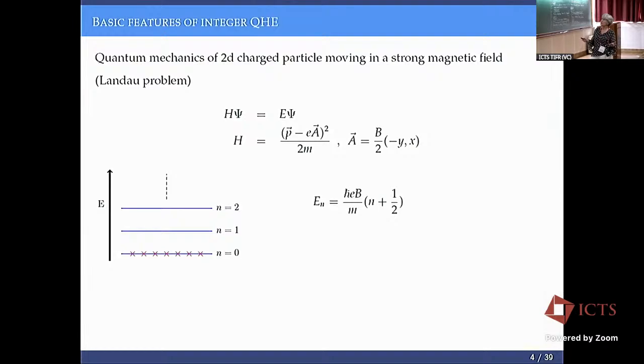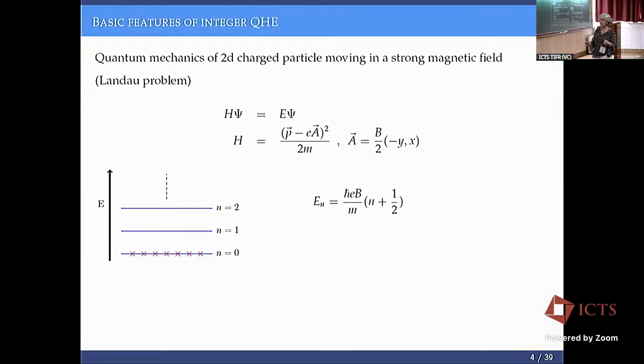We choose the gauge field so that it gives me a magnetic field B perpendicular to the surface, and I look at the spectrum. So what we find is that the energy spectrum decomposes into discrete Landau levels. And the energy difference between two consecutive Landau levels is of order B. So there is a big gap appearing between these Landau levels.